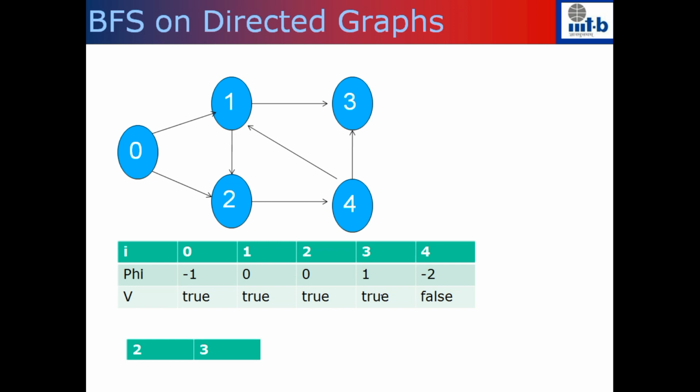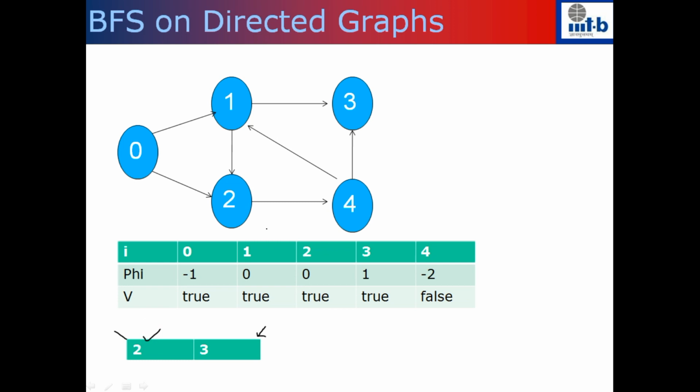After we delete this, 3 will be added into the queue. So the queue will look like 2, 3. 2 was already there, so 3 has been added to the back of the queue. I am going to delete from this end and add from this end. Since 3 has been added, pi of 3 is set as 1, and v of 3 has been set to true. Now the vertex that I am going to delete from the queue is 2.